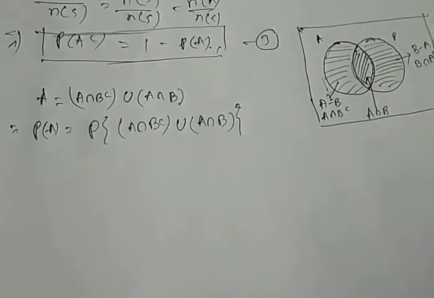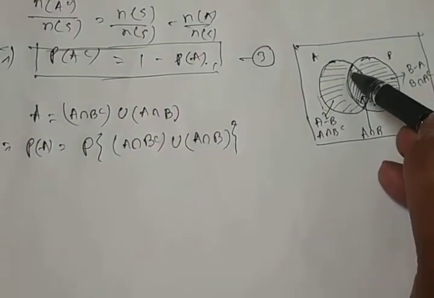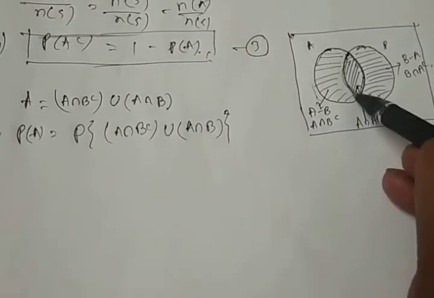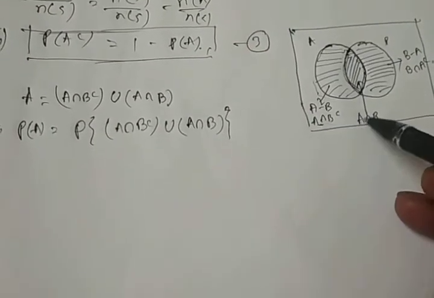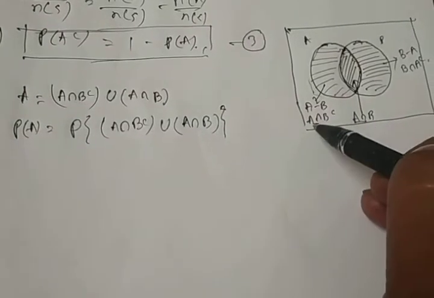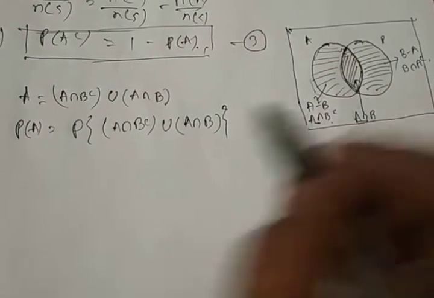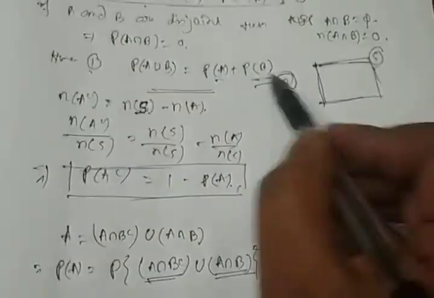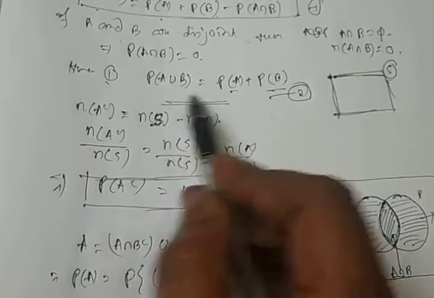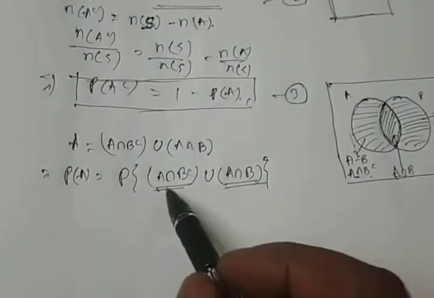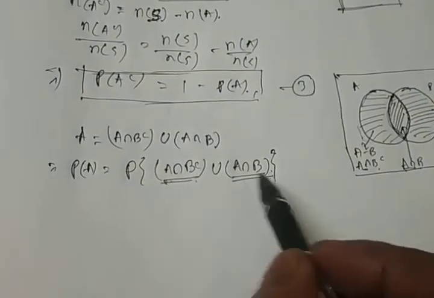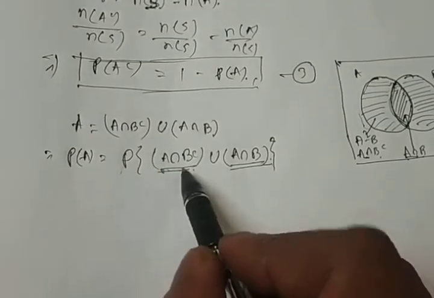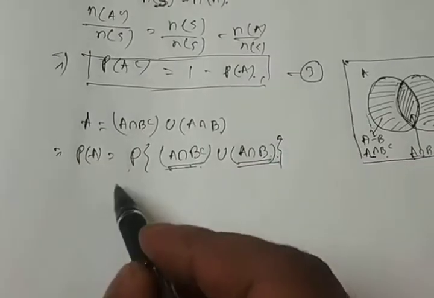Now we also see that these two sets are disjoint. This set and this set, there is no common point between them: A intersection B complement and A intersection B. So these two sets are disjoint. So using property 2, when A and B are disjoint, P of A union B equals P of A plus P of B. So we have to find the probability of the union of two sets which are disjoint.